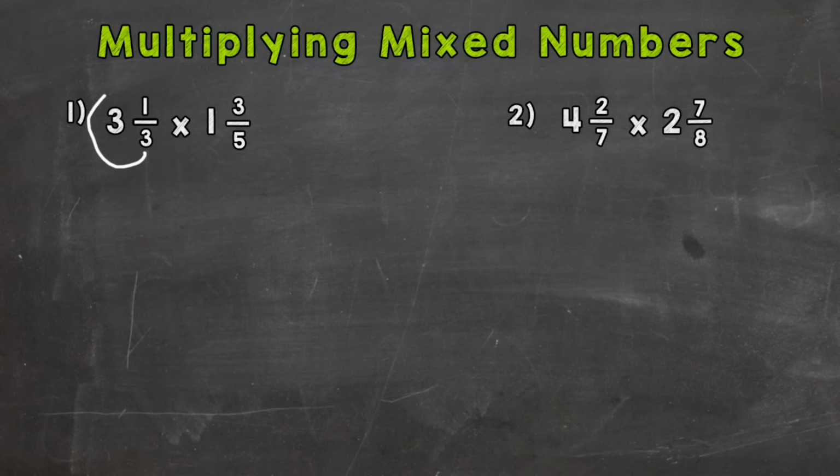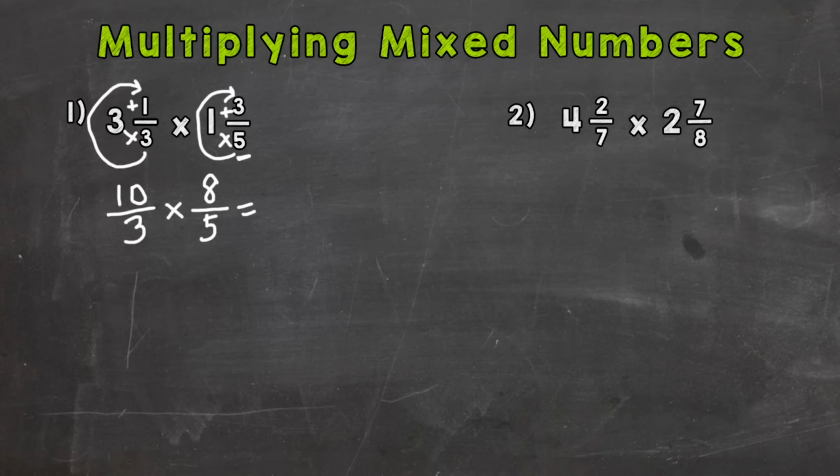So I like to think of it as the C method here, where we multiply the denominator by the whole number and then add the numerator. So 3 times 3 is 9, plus that 1 gives us 10. That's our numerator of our improper fraction. We keep the denominator the same, so 3 times 5 times 1 is 5, plus that 3 is 8. Keep your denominator of 5.